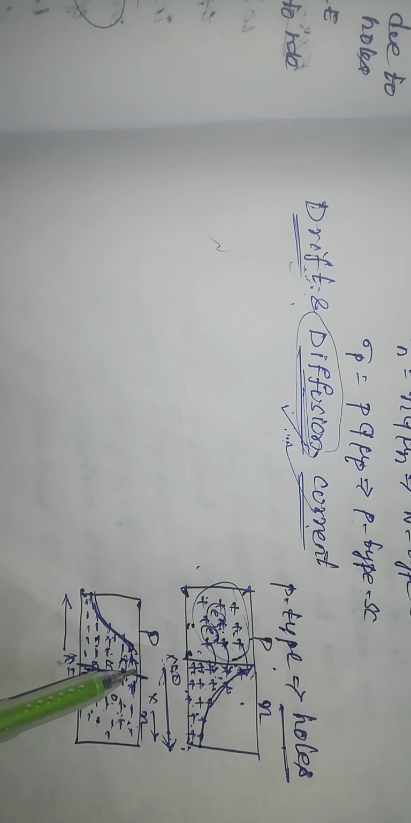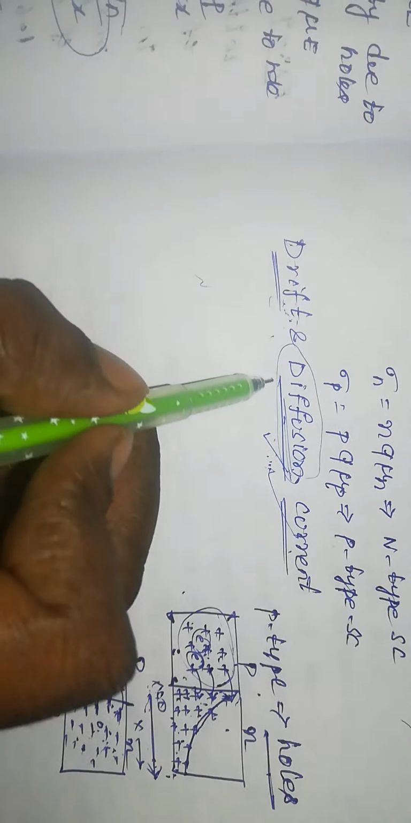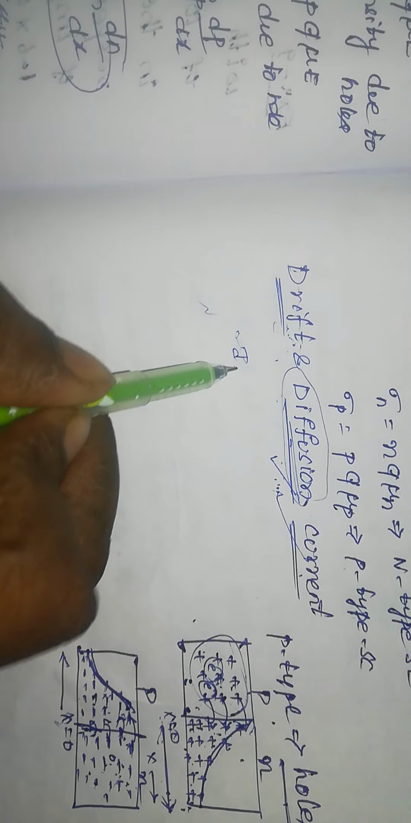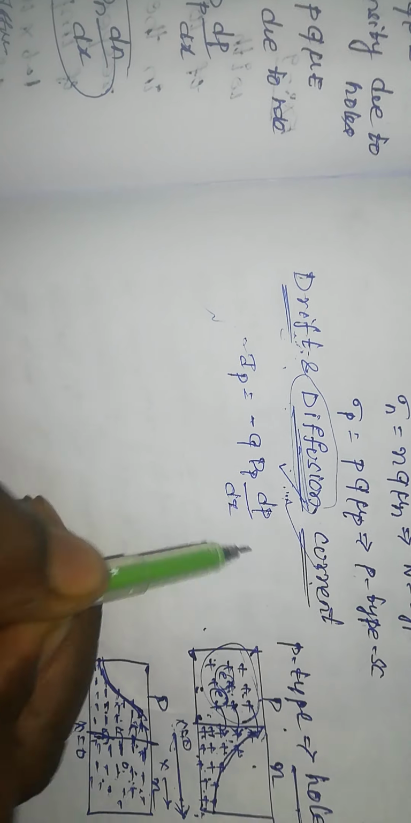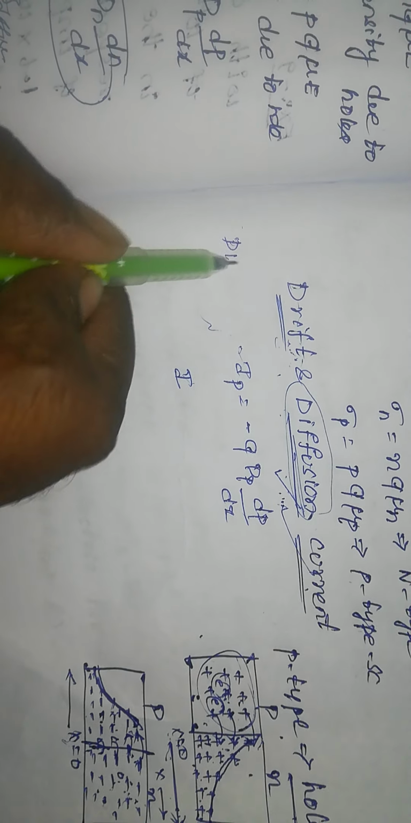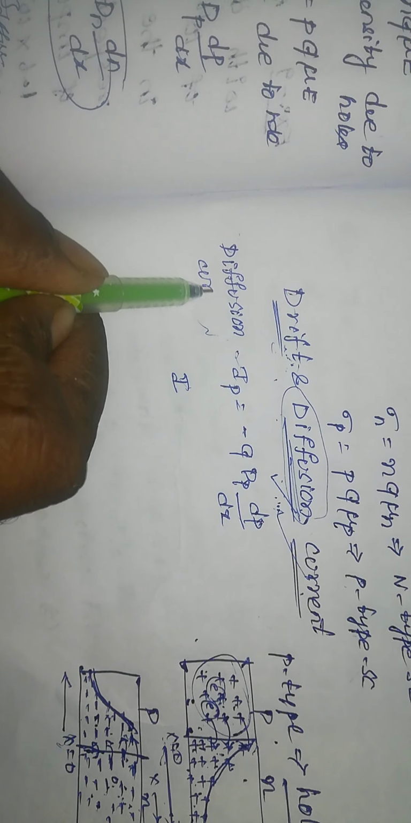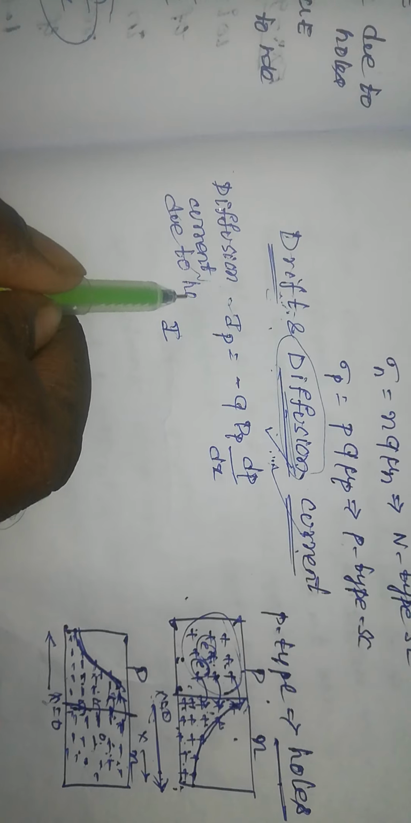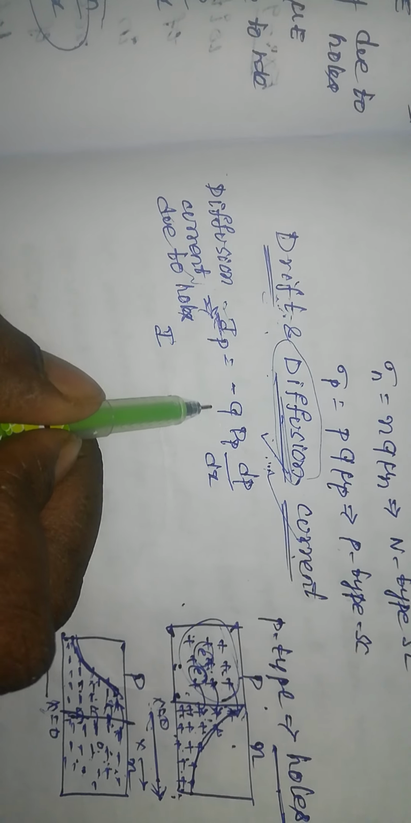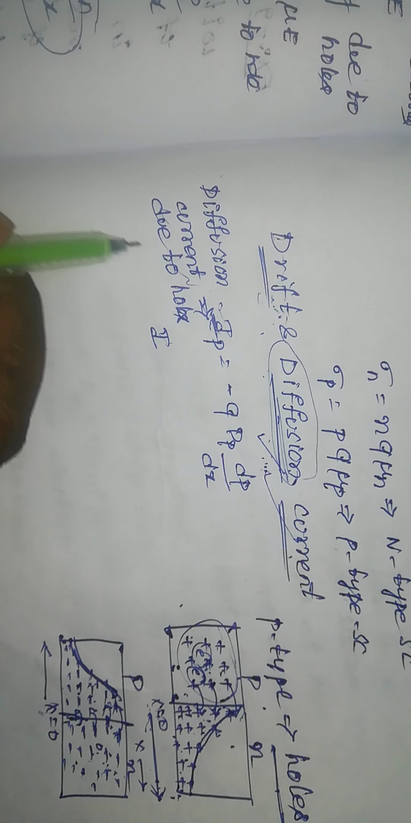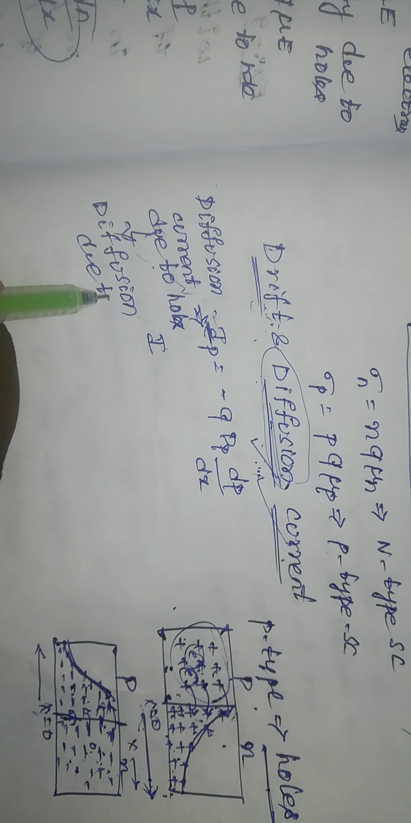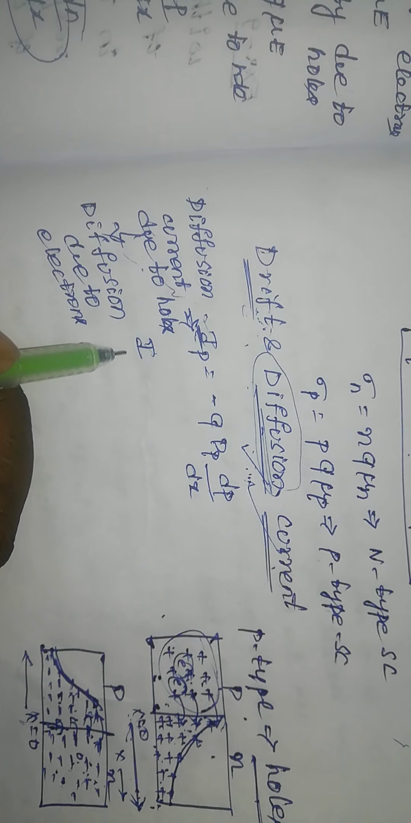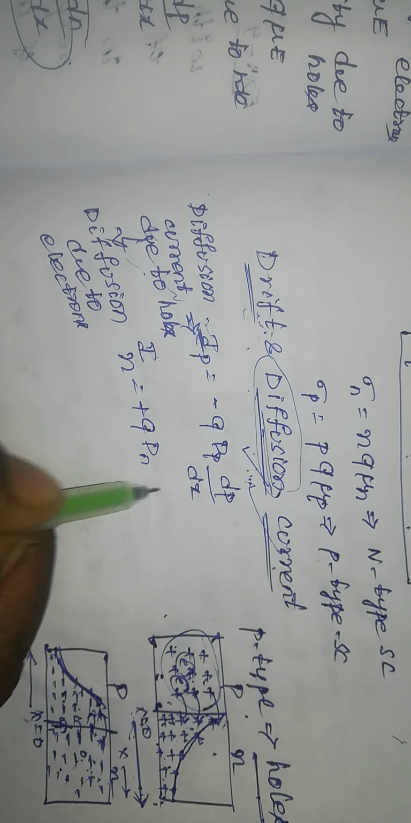This is the diffusion current due to electrons. The diffusion current I suffix p due to holes is written as I_p = minus q D_p dp/dx. Similarly, the diffusion current due to electrons is I_n = plus q D_n dn/dx.